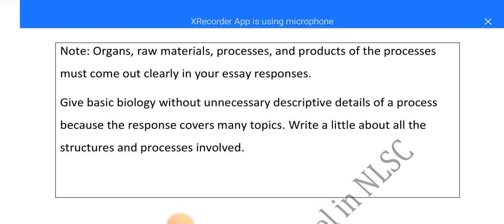Now here we have a note. They are saying organs, raw materials, processes, and the products of the processes must come out clearly in your essay responses. Then give basic biology without unnecessary descriptive details of a process, because the response covers many topics. Write a little about all the structures and the processes involved. Now they are advising us that since this part involves very many organs, you should be brief.